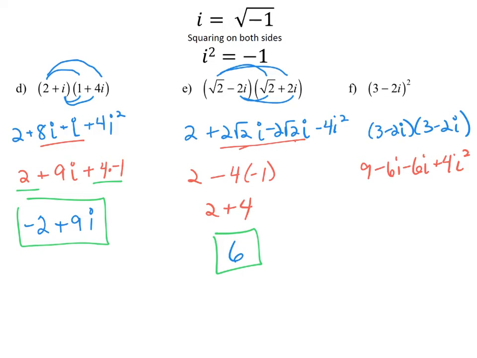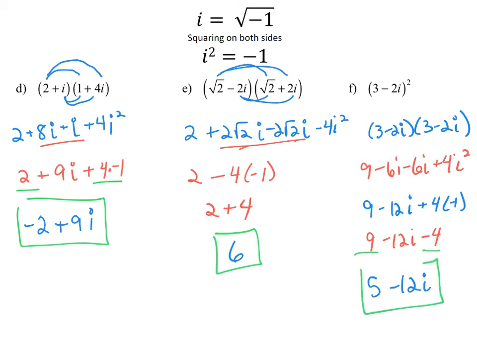By combining the middle terms, we get 9 minus 12i plus 4 times a negative 1, since i squared is defined as negative 1. So then this becomes 9 minus 12i minus 4. And we combine the real parts to get 5 minus 12i as our final answer in a plus bi form for a complex number.